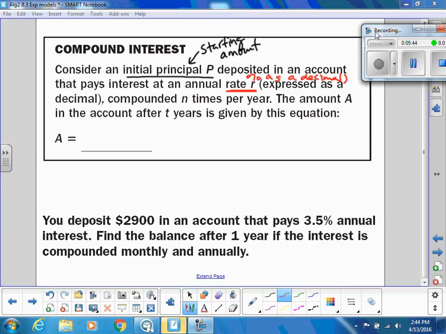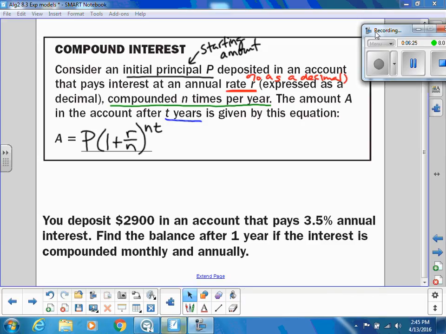It's compounded n times. So how many times do they calculate the interest per year? Is it twice a year? Is it every month? So would that make that 12 times a year? So that's the n. And then the amount A is the amount in the account after t years. So t, like I said, is always time in years. So what does that formula look like? The amount in our account is A equals P times (1 plus R over n) to the nt power. So let's look at an example.